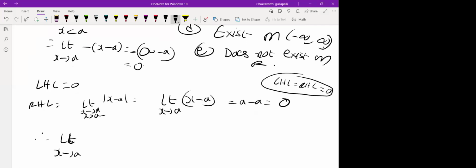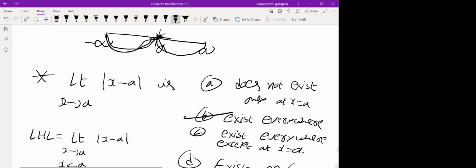The limit exists at x equal to a. The concept says that whenever LHL equals RHL, at that point the limit exists. But the question is, is it going to exist only at a or at all other points? At all other points there is no break. At non-breakable points, the limit automatically exists. So at all other points it exists, and at x equal to a also it exists. That means it exists everywhere.